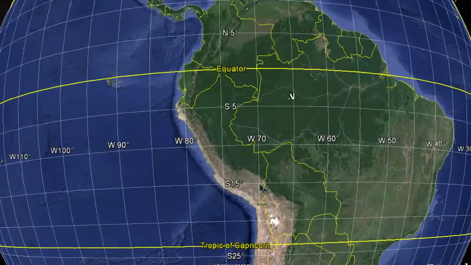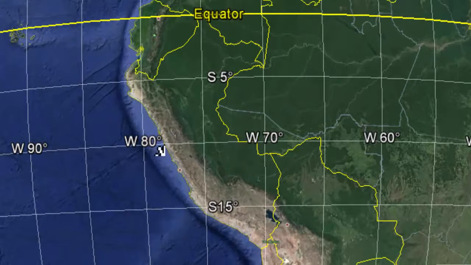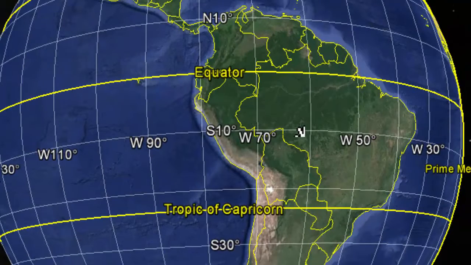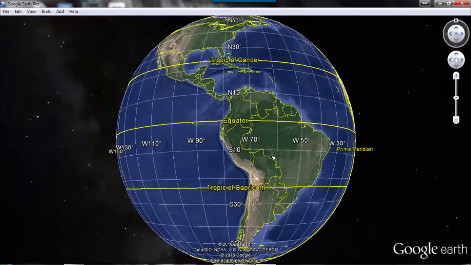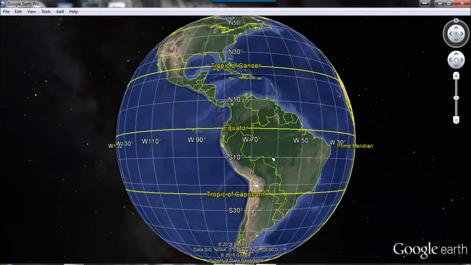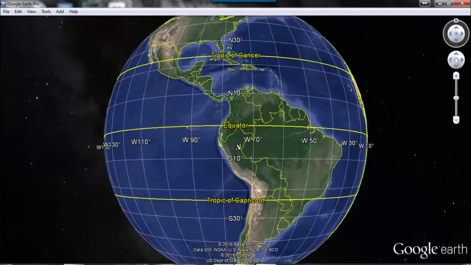Take for instance Peru. We can see that the horizontal lines are showing me a W and the vertical lines are showing me an S. That means we are in the southwest part of the world, also known as the southern western hemisphere. As far as numbers go, that shouldn't be that complicated either. They are just numbers that show a degree sign next to it.